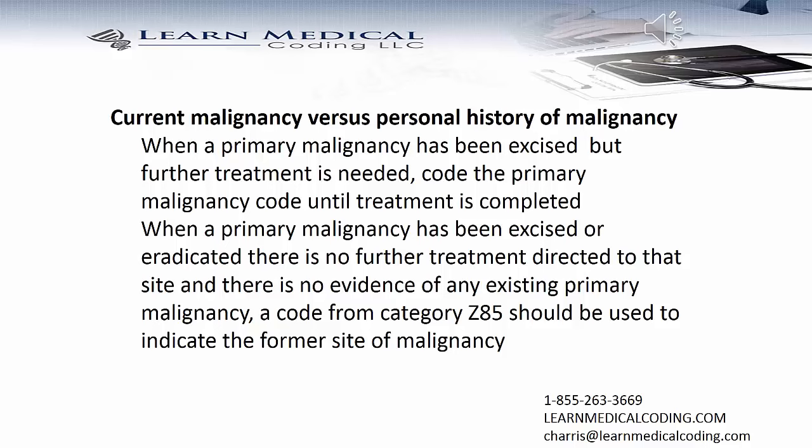Current malignancy versus personal history of malignancy. Now, I talked a little bit about this earlier, but I just want to talk about it a little bit more. When a primary malignancy has been excised but further treatment is needed, code the primary malignancy code until treatment has been completed. So you would code it as a current malignancy. When a primary malignancy has been excised or eradicated, there is no further treatment directed to that site, and there's no evidence of any existing primary malignancy, you would code for the history of malignancy codes, which is category Z85.